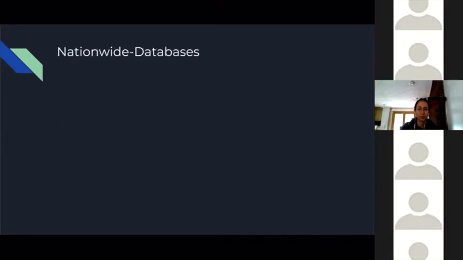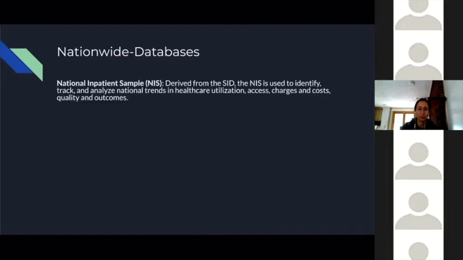Okay, so that's the state database. Now we're going to nationwide. The first one we have is the NIS. It's derived from the SID, and I'll get into more details on what I mean by that and how a national database is compiled. But in general, the NIS is used to identify, track, and analyze national trends in healthcare utilization, access, charge costs, quality, and outcomes.